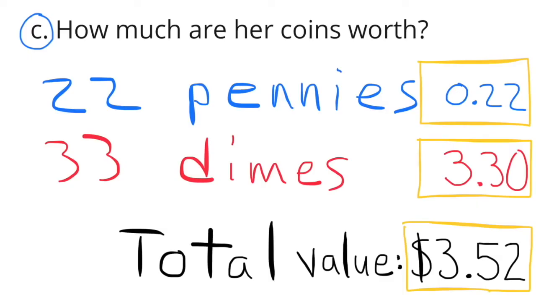C. How much are her coins worth? 22 pennies is worth 22 cents, and 33 dimes is worth $3.30. The total value of all her coins is $3.52.